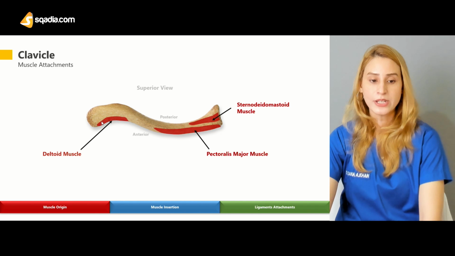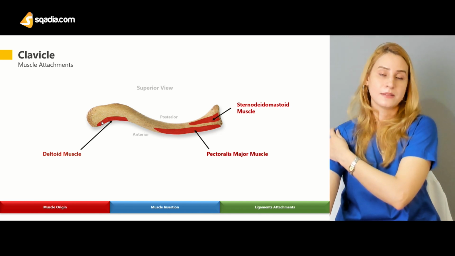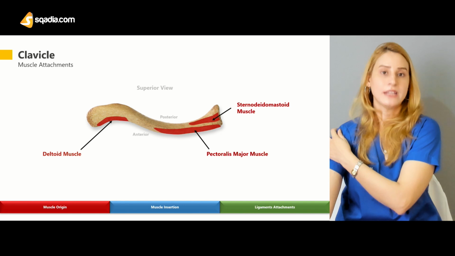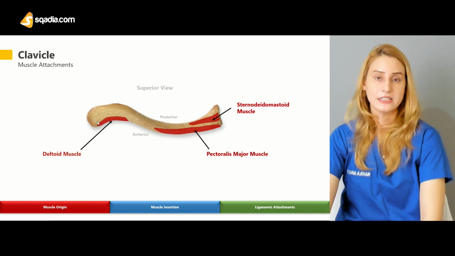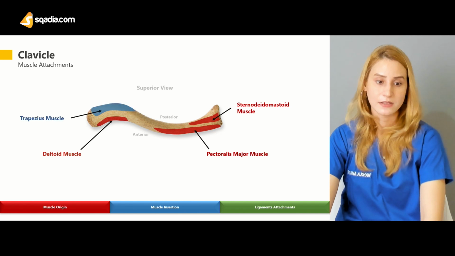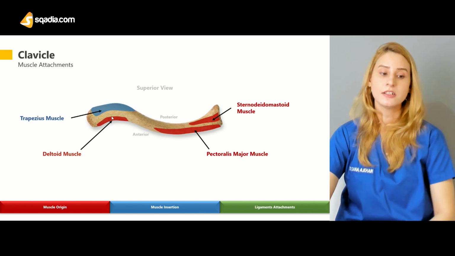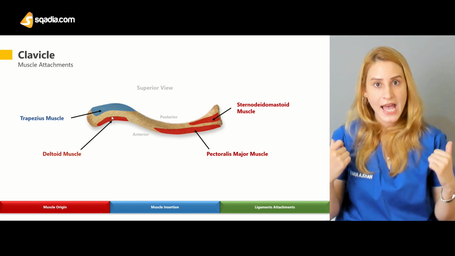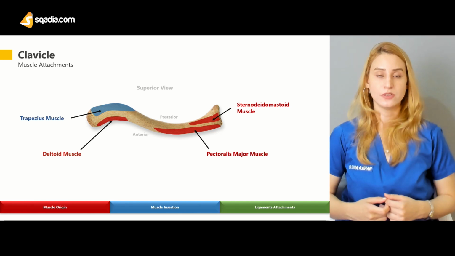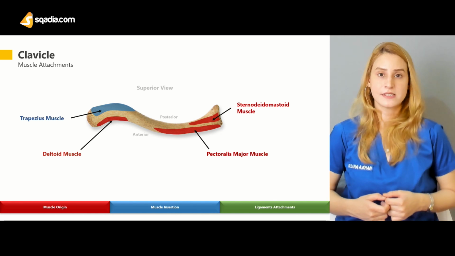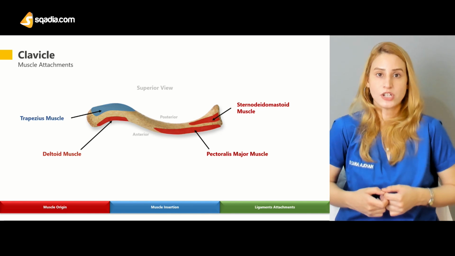Then you have the deltoid muscle. The deltoid gets its origin from the lateral part of the clavicle. You can see the inferior, but lateral, part of the clavicle. Then you have the trapezius muscle. Trapezius is a muscle of the back and is responsible for the shrugging of the shoulder, like when you lift up your shoulders like this. So this is the shrugging of the shoulder.